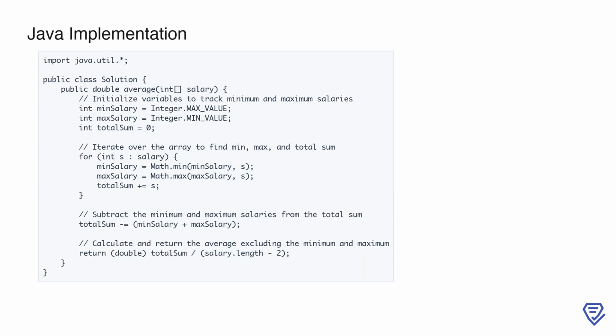This is the Java implementation for LeetCode problem number 1491, average salary excluding the minimum and maximum salary. The code mirrors the Python logic provided, with adjustments for Java-specific syntax and data types. Key differences include the use of int and double for type declarations, Math.min and Math.max for finding the minimum and maximum, and explicit casting to double for division. The core logic remains the same: iterate through the array to calculate the total sum and find the minimum and maximum, then compute the average by excluding these extreme values.